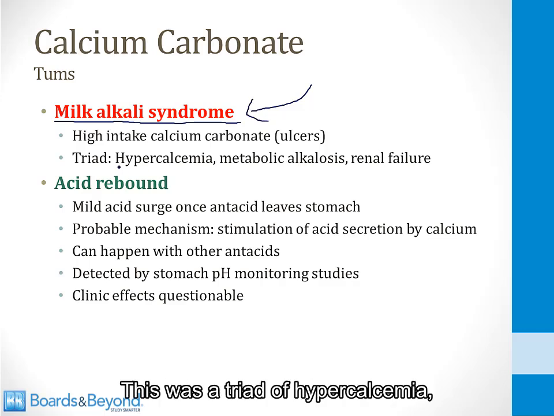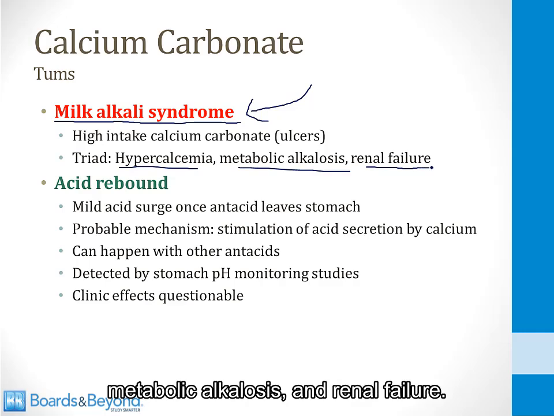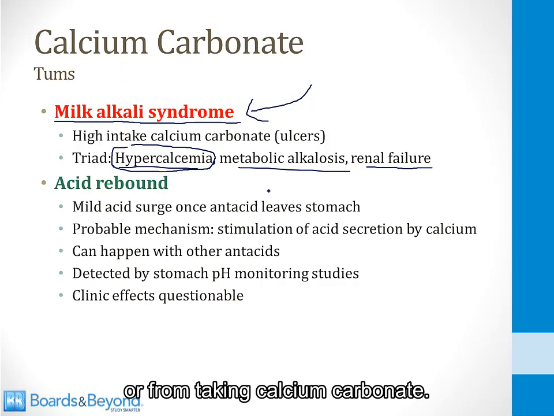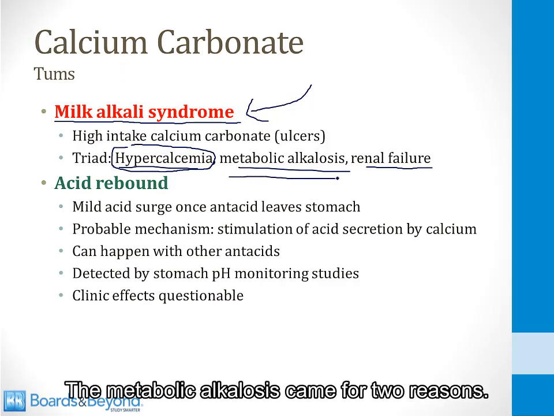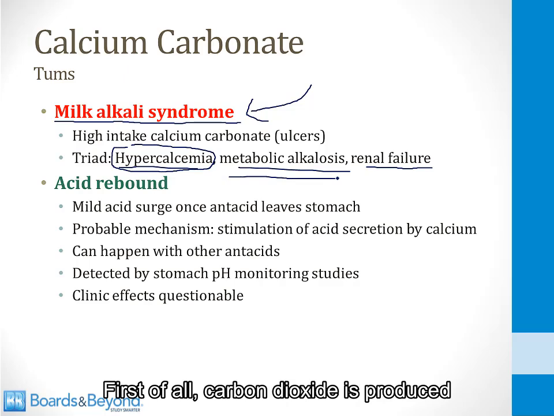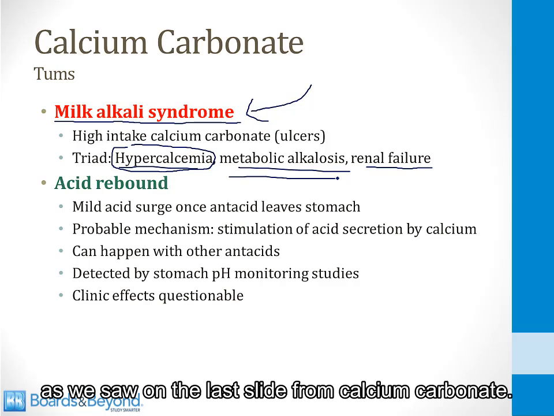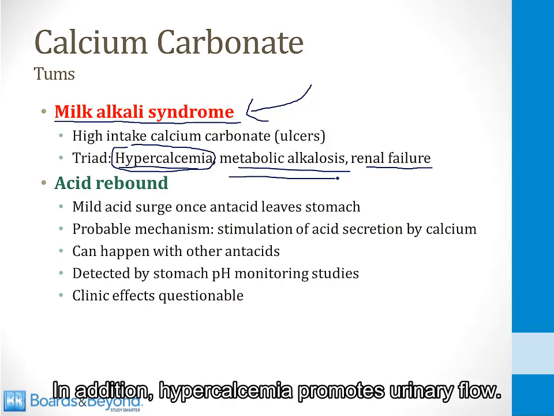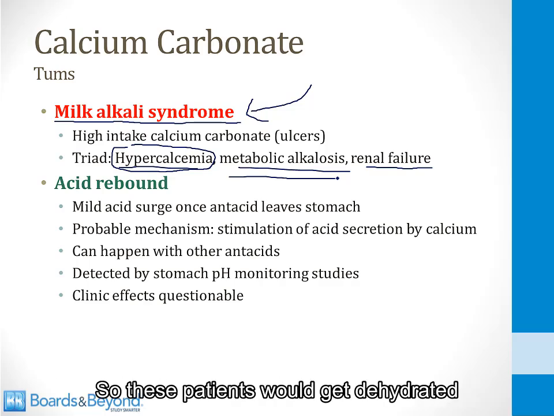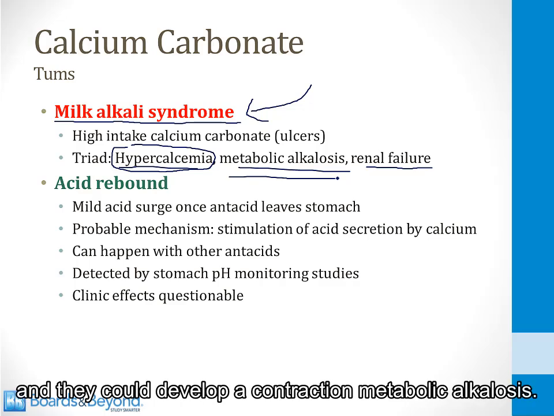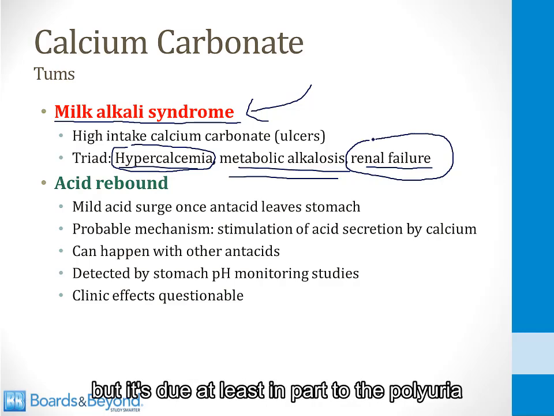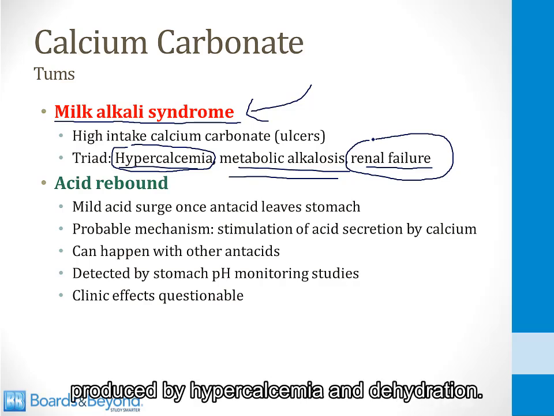This was a triad of hypercalcemia, metabolic alkalosis, and renal failure. The hypercalcemia came from drinking milk or from taking calcium carbonate. The metabolic alkalosis came for 2 reasons. First of all, carbon dioxide is produced, as we saw in the last slide, from calcium carbonate, and that can contribute to a metabolic alkalosis. In addition, hypercalcemia promotes urinary flow, so these patients would get dehydrated and they could develop a contraction metabolic alkalosis. And then finally, the renal failure mechanism is poorly understood, but it's due, at least in part, to the polyuria produced by hypercalcemia and dehydration.